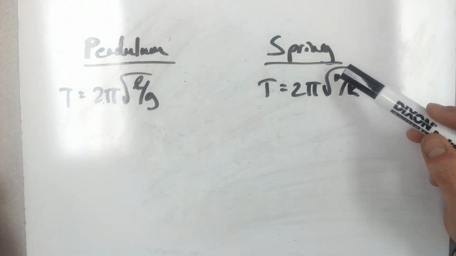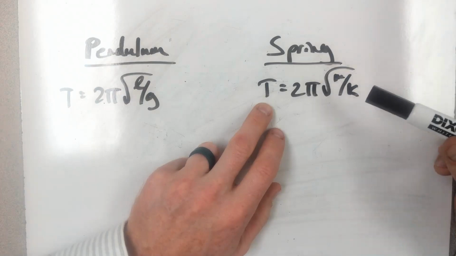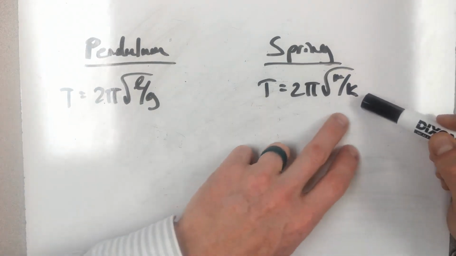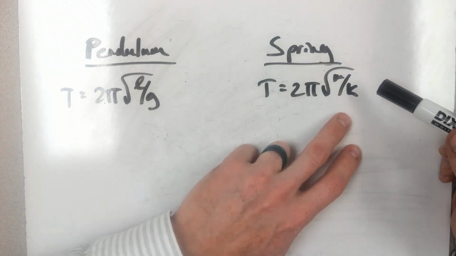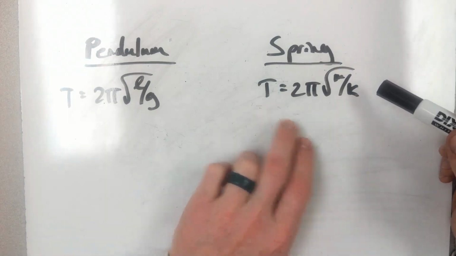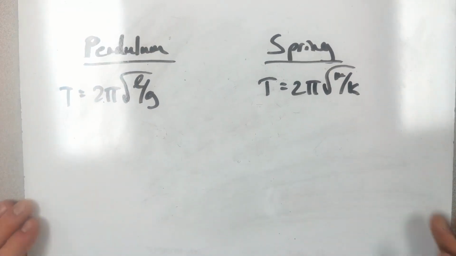Further, our mass is in the numerator, which means the bigger the mass, the longer it will take to go all the way back and forth. And the k is in the denominator, so the bigger the k, the smaller this gets. So the stiffer the spring, the faster it will flip back and forth.